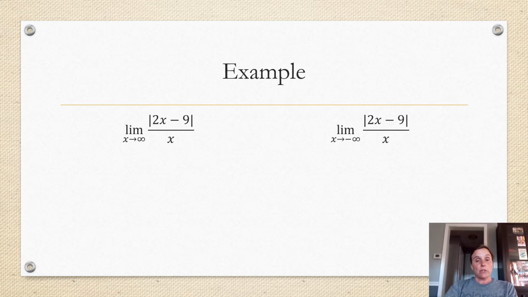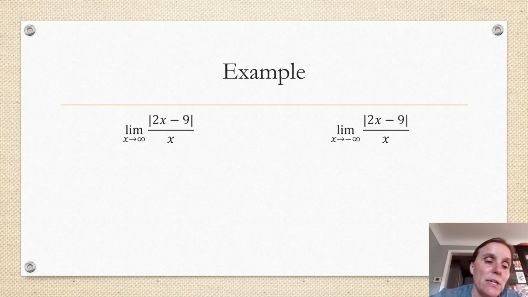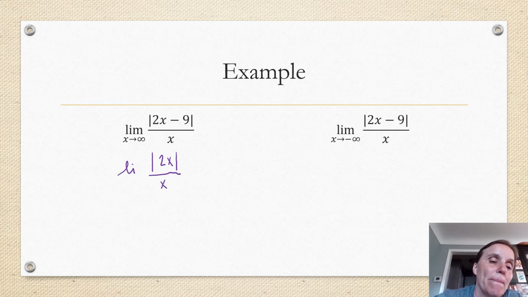So x is going to infinity, and we're taking the absolute value of 2x minus 9. First of all, which has a bigger impact on your y-coordinate? The 2x or the negative 9? And I think you'll agree that 2x has a way bigger impact as x goes to infinity than negative 9 does.